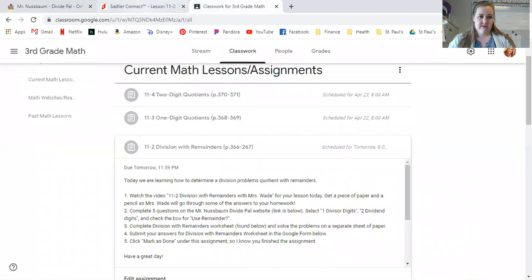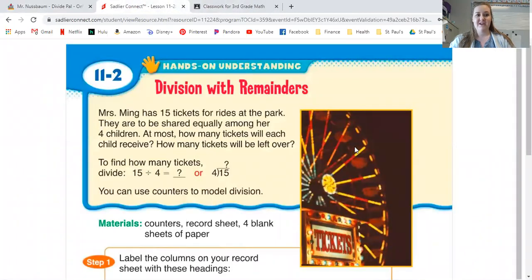So yesterday you noticed we were working on more division. So now we're going to do division with remainders, so when we have something left over. For example, I'm going to share my screen to show you our book, and we're going to take a look at an example to show a time when we might need to use division with remainders.